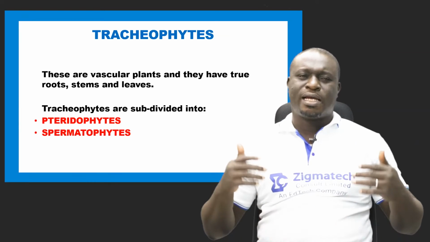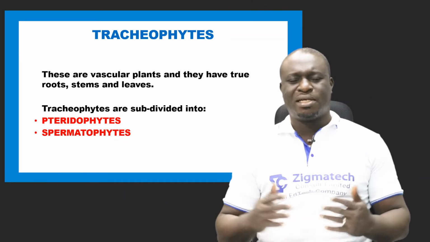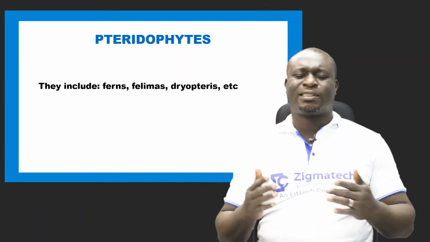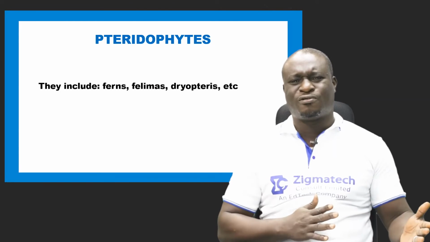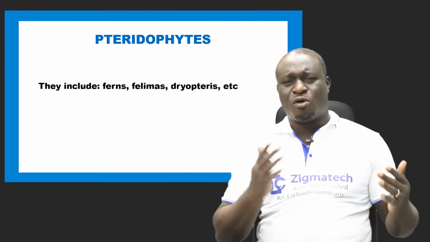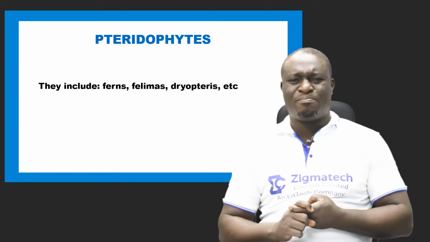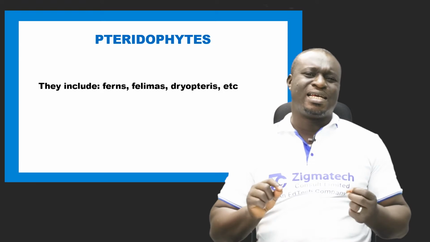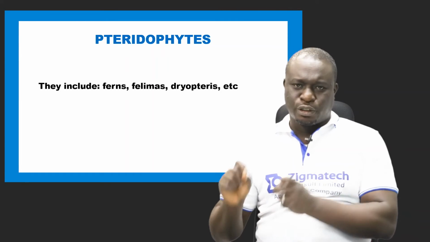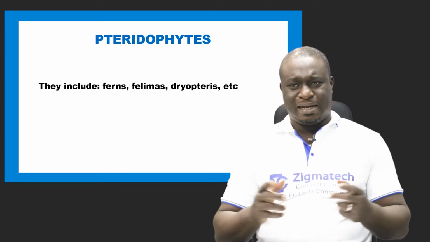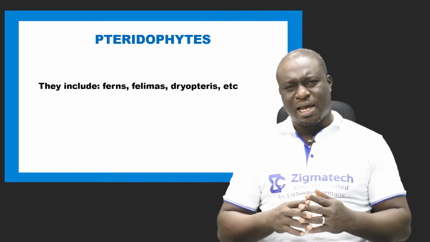Tracheophytes can further be subdivided into what we call pteridophytes and spermatophytes. Now, if you look at pteridophytes, I will bring up maybe one or two differences between pteridophytes and spermatophytes. One of the characteristics of pteridophytes is that they are non-flowering plants, and the other is that they are non-seed producing plants. Examples of pteridophytes are the ferns and so on.